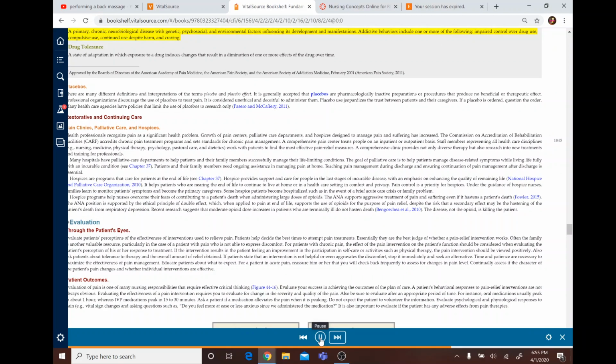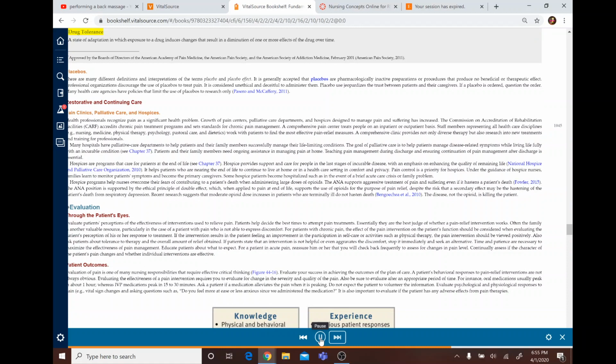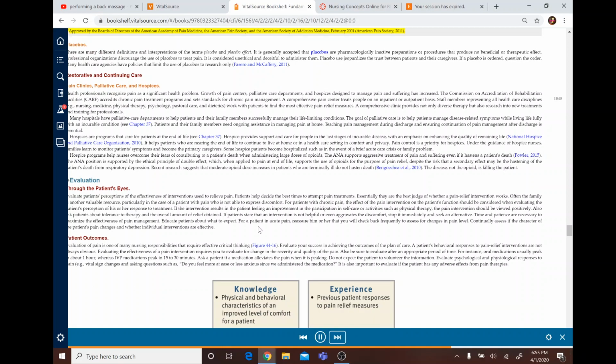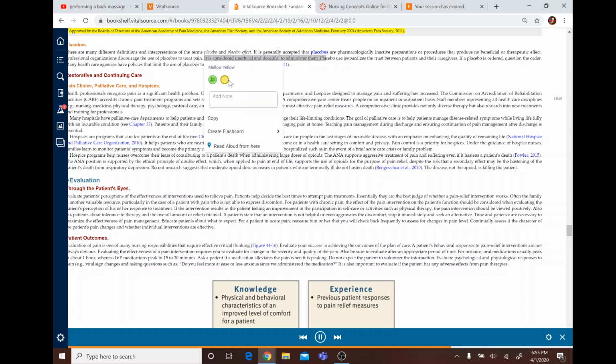Addiction. A primary, chronic, neurobiological disease with genetic, psychosocial, and environmental factors influencing its development and manifestations. Addictive behaviors include one or more of the following: impaired control over drug use, compulsive use, continued use despite harm, and craving. Drug tolerance. A state of adaptation in which exposure to a drug induces changes that result in a diminution of one or more effects of the drug over time. Approved by the boards of directors of the American Academy of Pain Medicine, the American Pain Society, and the American Society of Addiction Medicine, February 2001 (American Pain Society, 2011).